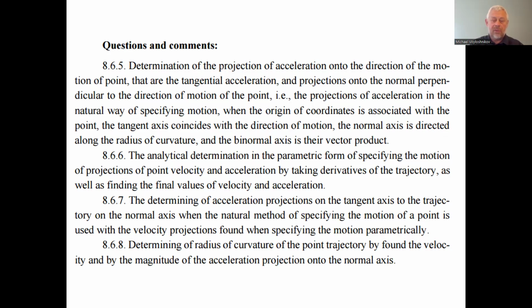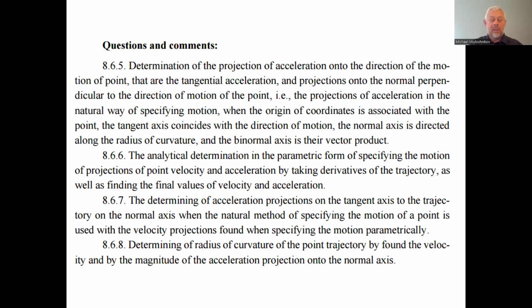And next, dividing this by the magnitude of the velocity, we will have the tangential acceleration in the moving coordinate system. And besides, by the Pythagorean theorem, we can find the normal acceleration, the projection of the acceleration on the perpendicular direction, along the normal axis in the right coordinate system moving with the point. This is the natural way of specifying the motion of a point in the moving coordinate system.